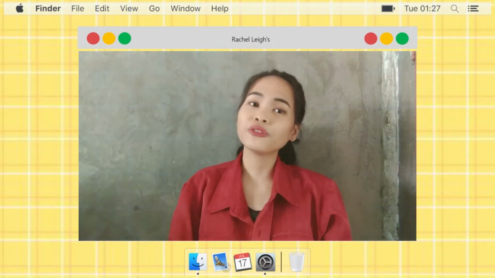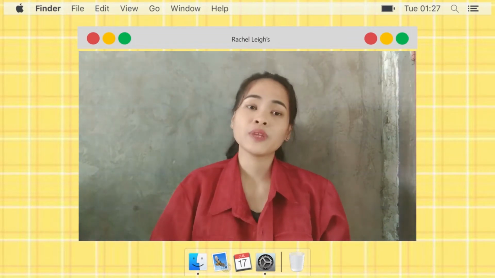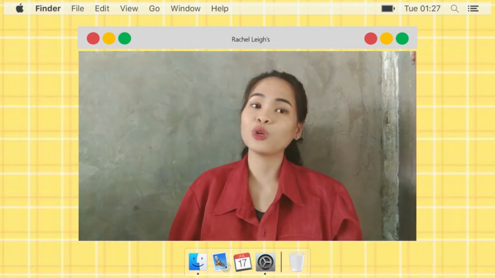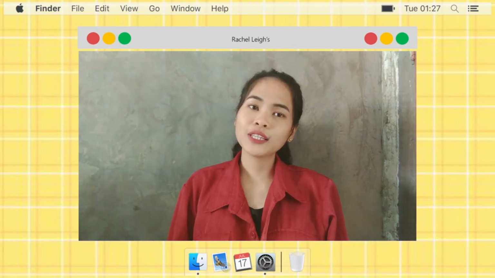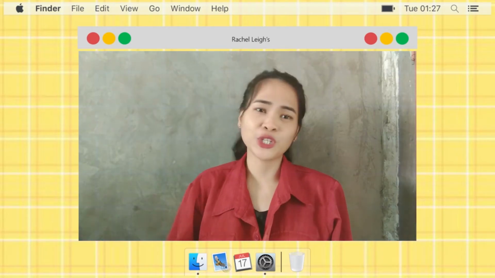Words such as beautiful, smart, ugly, noisy, and so on and so forth are descriptive adjectives because they add information or qualities to the word they are modifying. Now notice these sentences. The COVID-19 is a disease. Can you spot the adjective? Definitely not, because there is no adjective in that sentence. It's just stated a fact and there is no adjective.